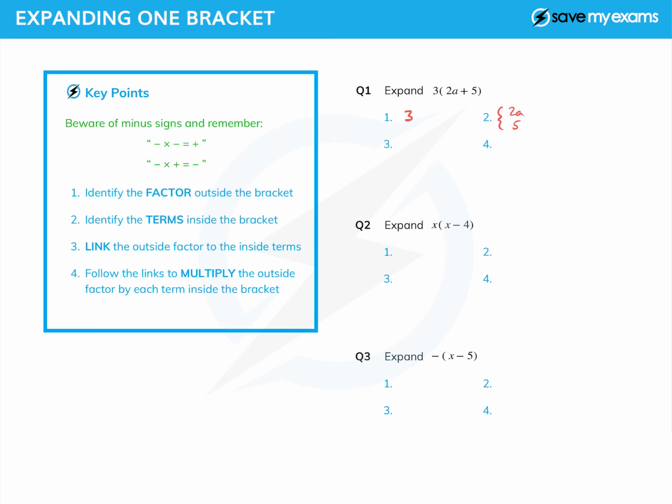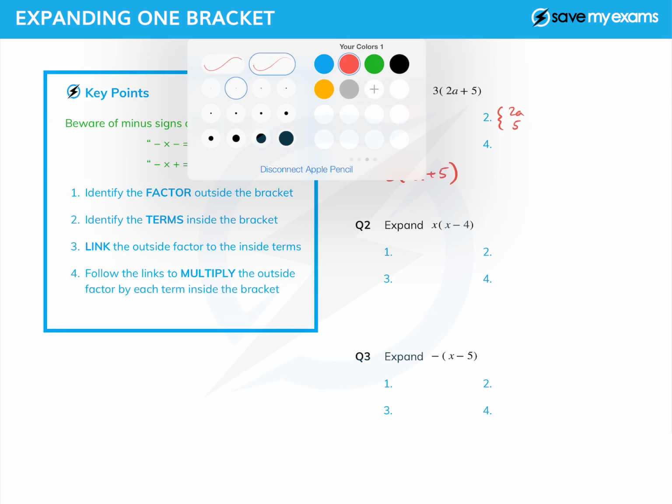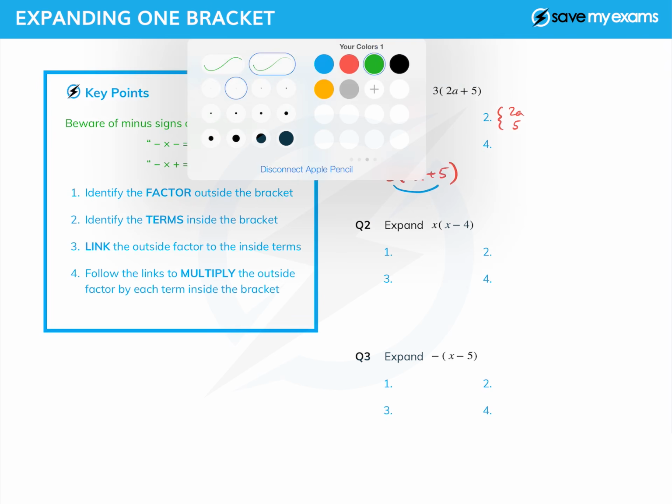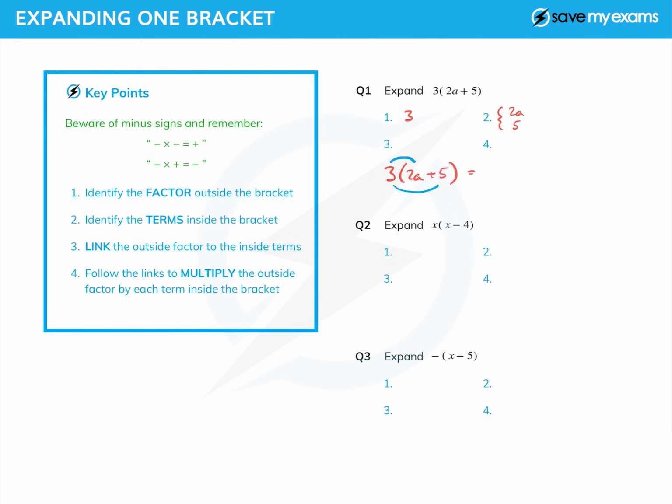And then what do we do? Well, it says link the outside factor to the terms inside. So I'm actually going to write this out again, 3 times (2a plus 5), and show you exactly what I mean. So we take the 3 and we link it with a line to the 2a, and then we link the 3 to the plus 5 as well. And now we actually do the multiplication. So we say 3 times 2a, you might again be able to do that in your head, but I'm going to write it out, plus 3 times 5. And 3 times 2a is 6a, and 3 times 5 is 15. And we have successfully, if slowly, multiplied out that bracket.